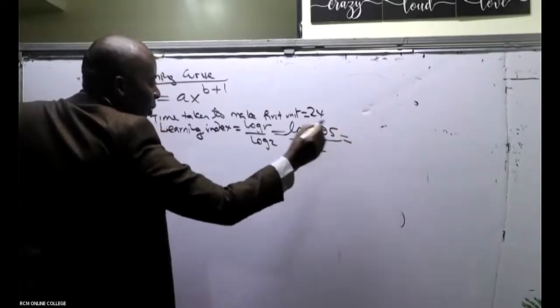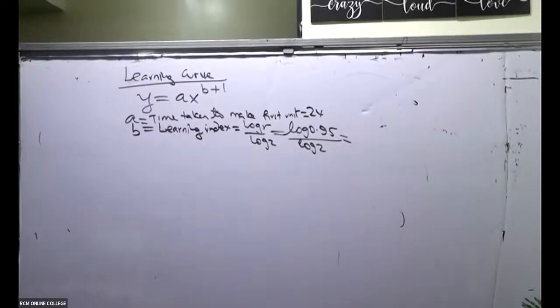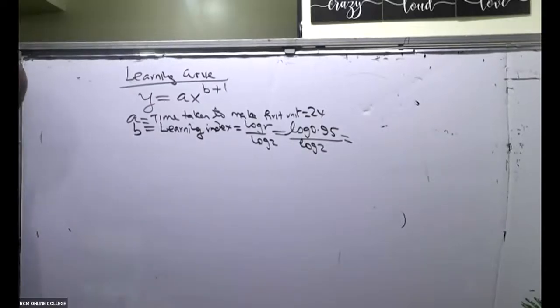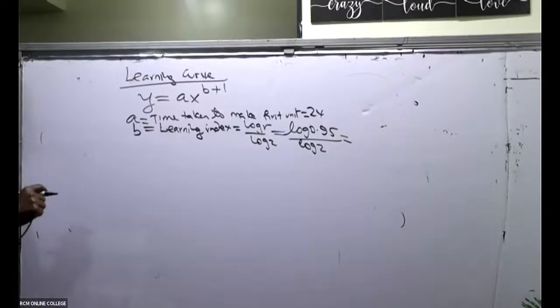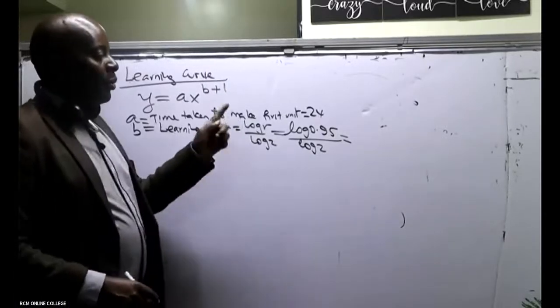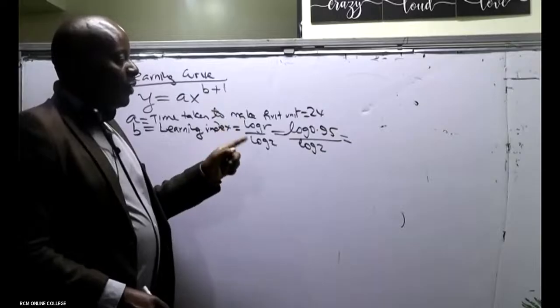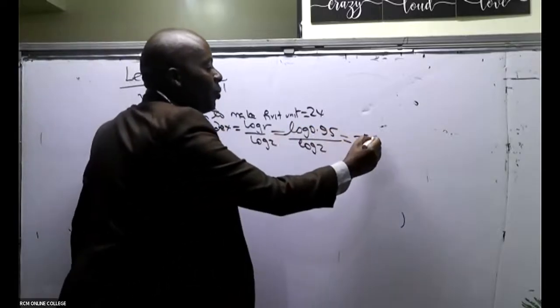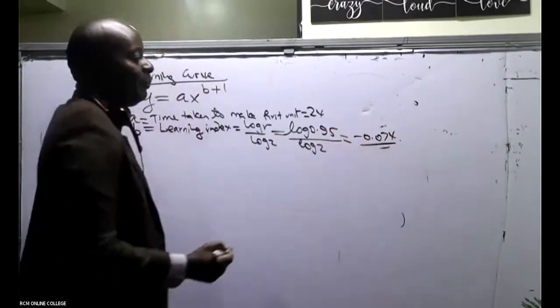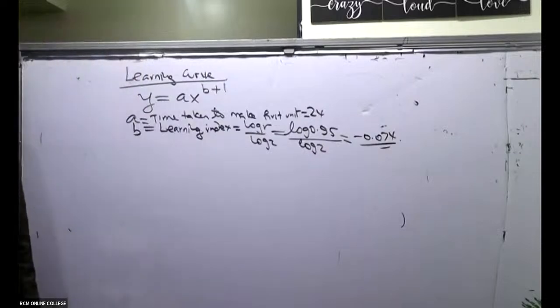Is there somebody who is able to give me this figure from their calculators? Log 0.95 divided by log 2. It is already given in the question, but it's good to also know how to calculate it. So Juliana is giving me a figure. I hope all of us are able to see where log 0.95 over log 2 gives minus 0.074. So that is our B.